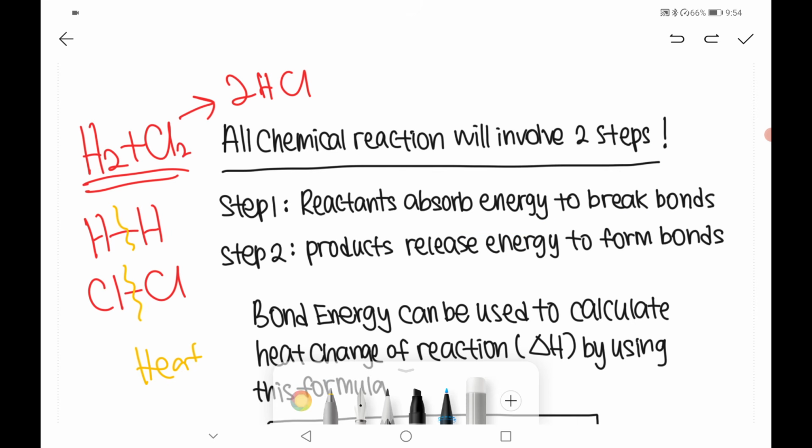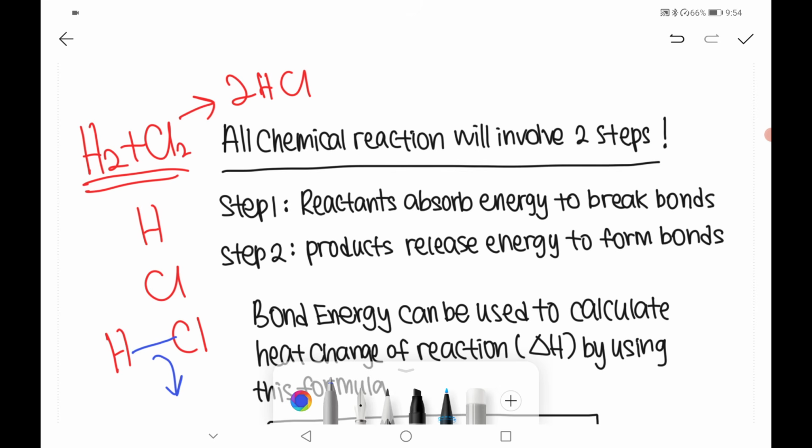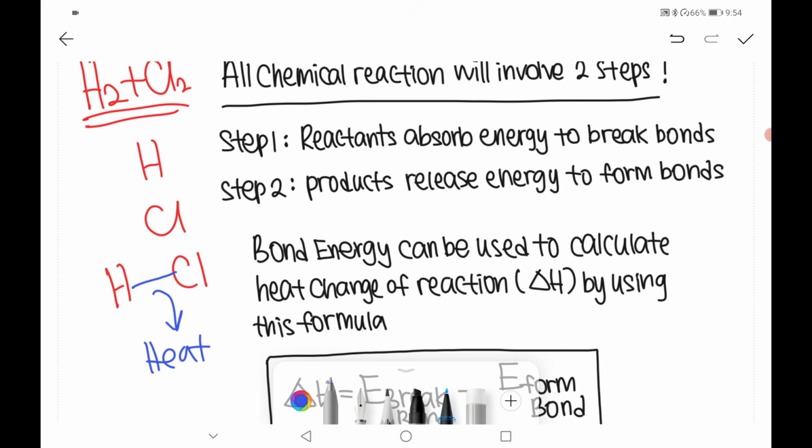Now after the bonds are broken, what happens? The product will release energy to form the bond. So if the H and the Cl want to combine together, they need to form the bond. When they form the bond, they will release energy. They will release the heat. Same thing, the H and the Cl want to bond together, so they want to form a bond. When they form a bond, they will release the energy.